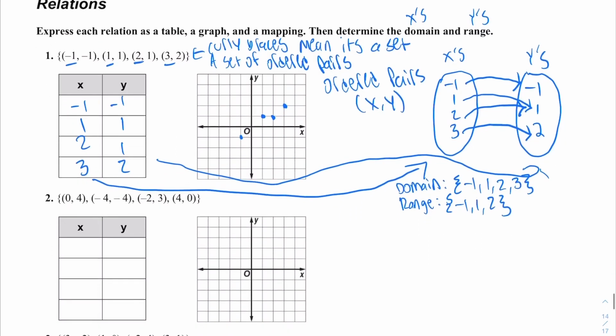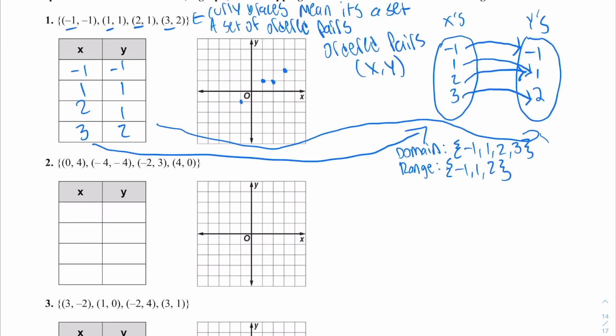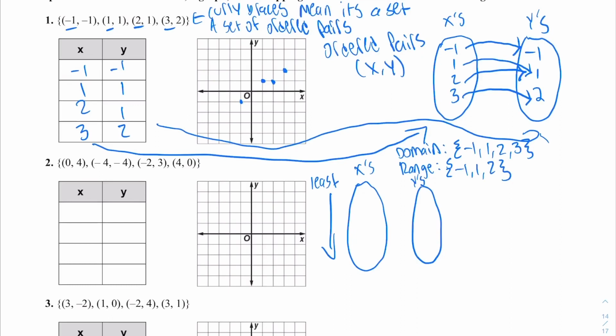I'll do one more, and I'm not going to do the graph, and I'm not going to do the table. The only thing I'm going to do is the mapping diagram and the domain and the range. So we have an egg for the x's, an egg for the y's. We're going to put each x into one, and you want to do least to greatest. So the smallest x is -4, then -2, then 0, and then 4. The smallest y is -4, then 0, then 3, and then 4.